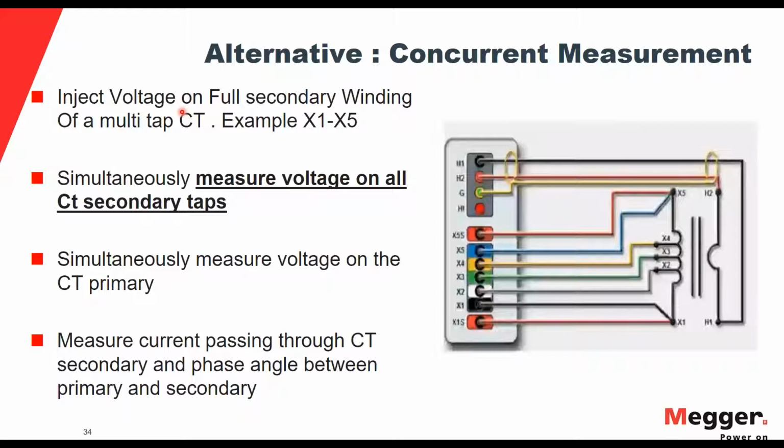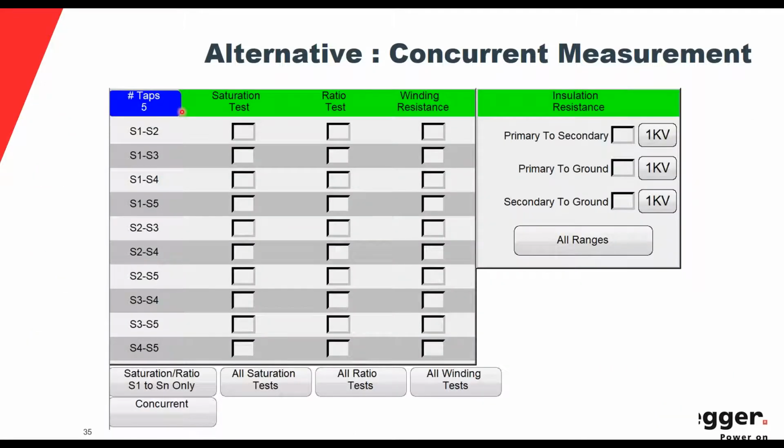Not only can you test between one tap and the others, but you can also test between the other taps themselves. This is an example where you can test from S1 to S2, S3, S4, and S5, but also between the inner taps as well, S2 to S3, S2 to S4, S3 to S5, and so forth. All these tests will be done simultaneously. So the saturation test will be done on all the taps at the same time, and then the ratio test on all the taps at the same time as well.